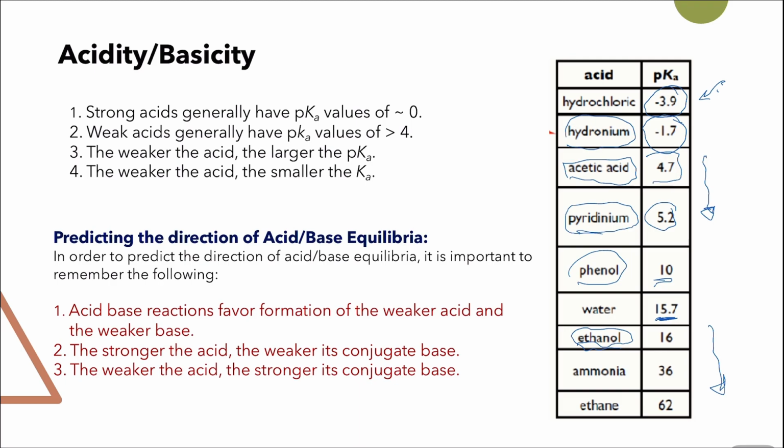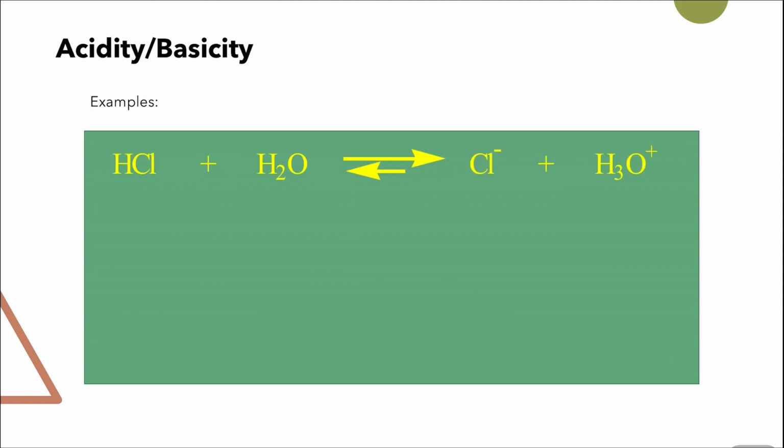That's why a strong acid will tend to dissociate, because it will form a weak conjugate base. And the weaker acid will be less favored to dissociate. It will stay in its undissociated form, because the conjugate base is stronger. So let's have an example. If we have HCl with water, its dissociation will be favored, forming the chloride ion and the hydronium ion. HCl is a strong acid, and the chloride is a weak conjugate base.